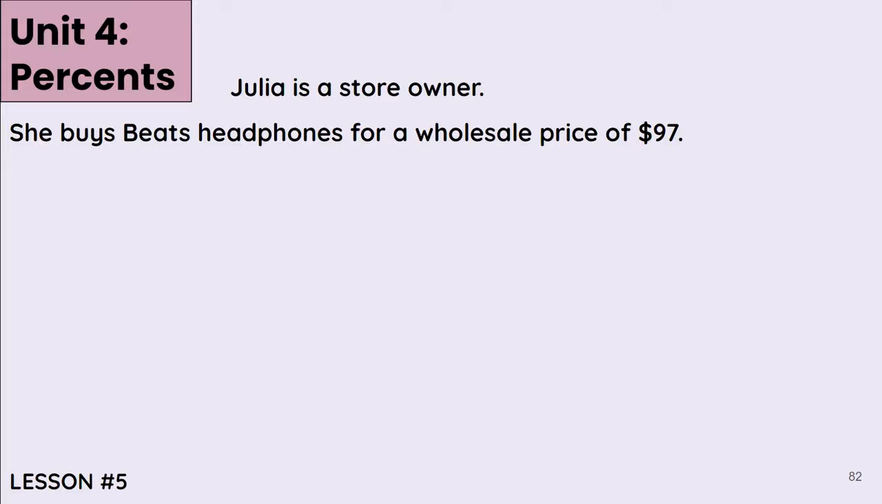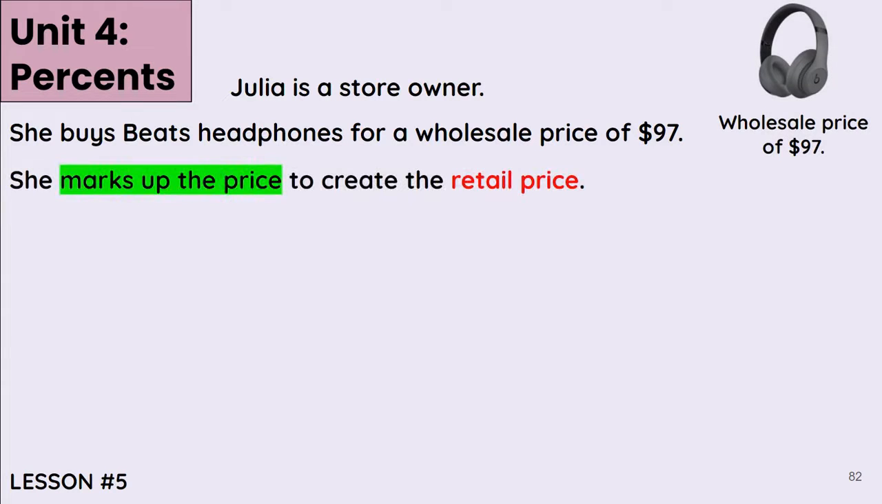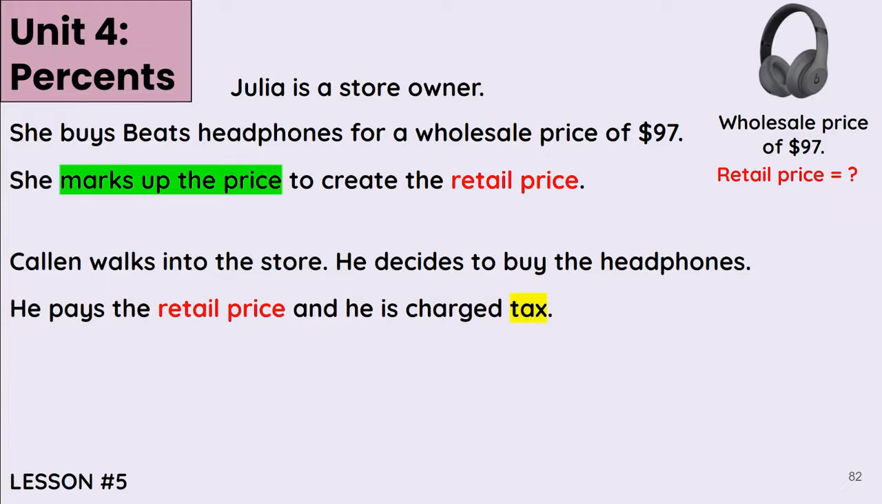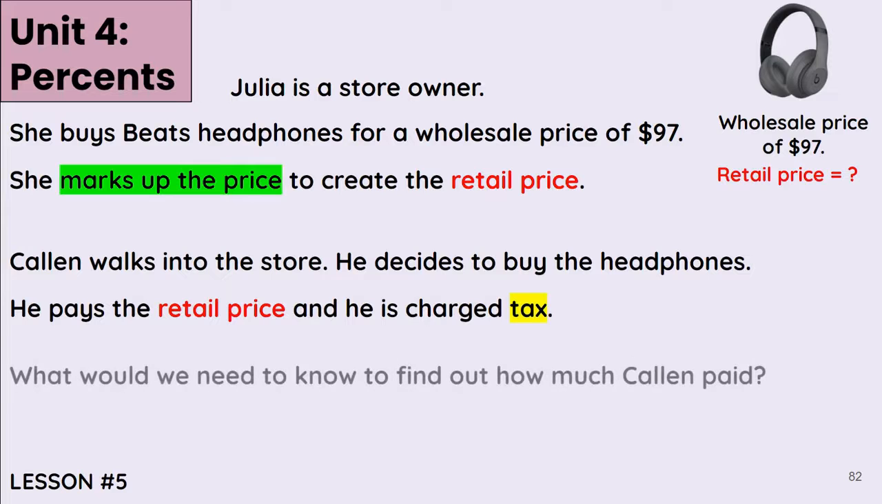She buys Beats headphones for a wholesale price of $97. She marks up the price to create the retail price. Callan walks into the store and he decides he wants to buy the headphones. He pays the retail price and he is charged tax.